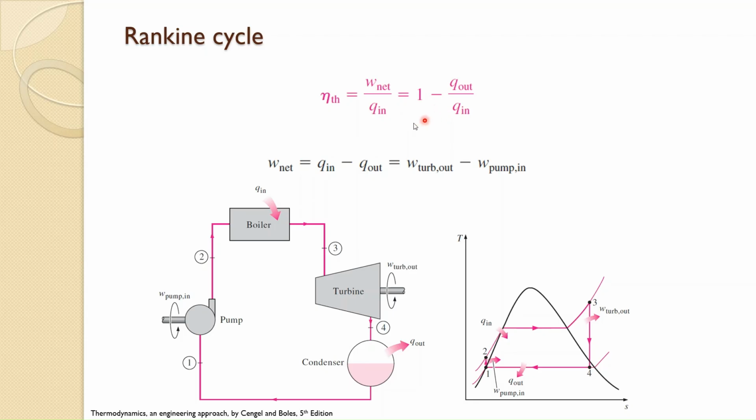The alternative equation is 1 minus Q out divided by Q in, because W net is also equal to Q in minus Q out. So if you replace this equation in the numerator here, you'll get this equation. So 1 minus Q out, the heat rejected in the condenser, divided by Q in, the heat added in the boiler, will give you the thermal efficiency of the ideal Rankine cycle.